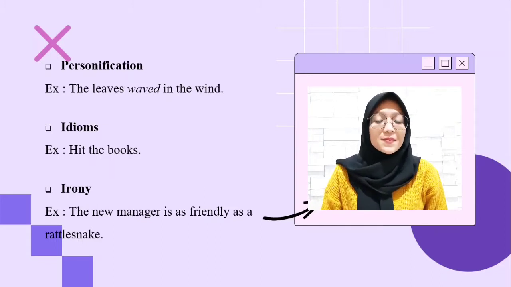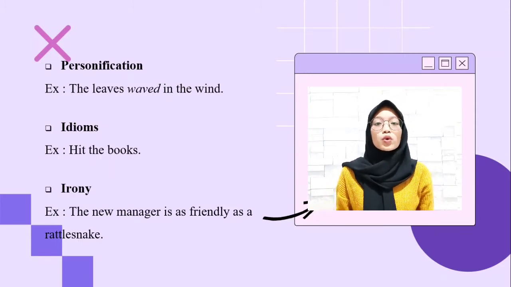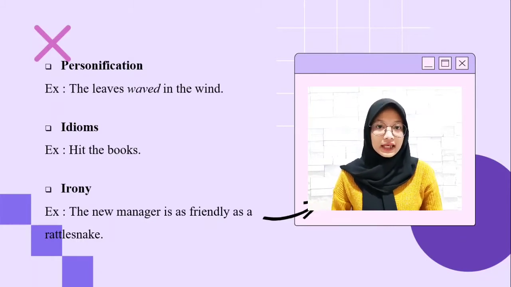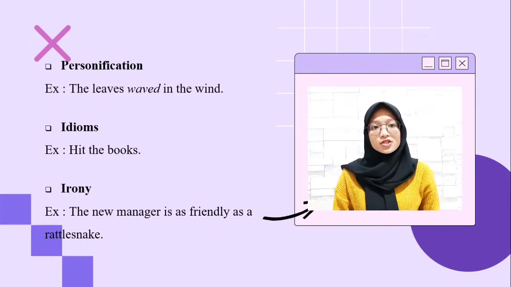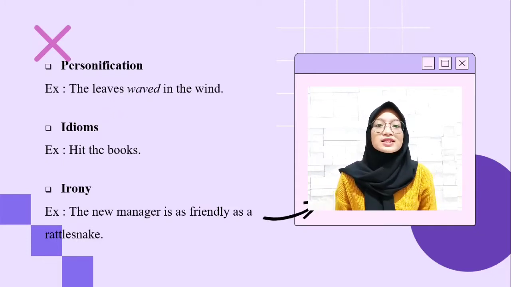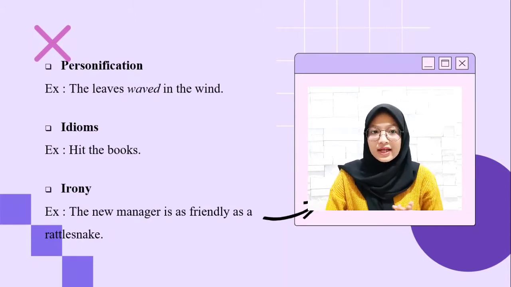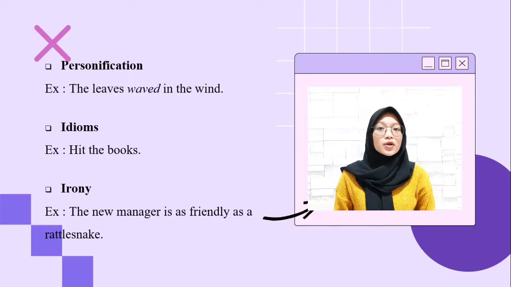Fifth is idioms. An idiom is a phrase people use in everyday language which doesn't make sense literally, but the meaning is understood. For example, hit the books. It doesn't mean that you really hit the book, but this idiom is used to express that you study really hard. And the last is irony.